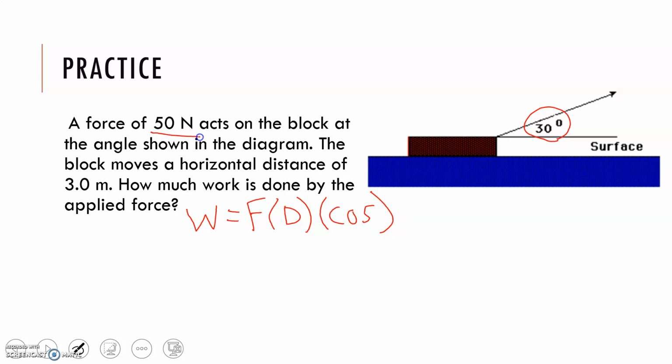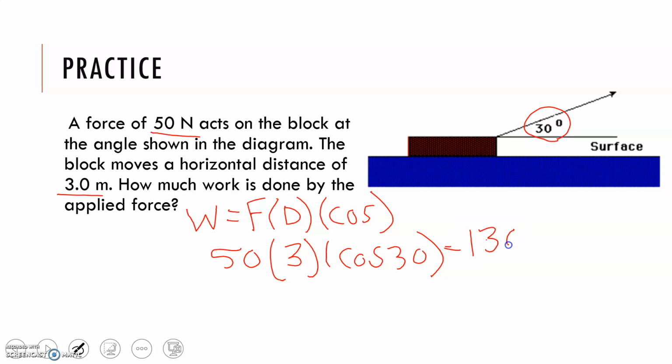So the force they give us would be that 50. The distance would be 3. And then it'll be cosine 30. And again, when calculating this, you want to make sure that your calculator is in degree mode, not radian. So 50 times 3 times cosine 30 should give you about 130 joules. So your answer is 130 joules.